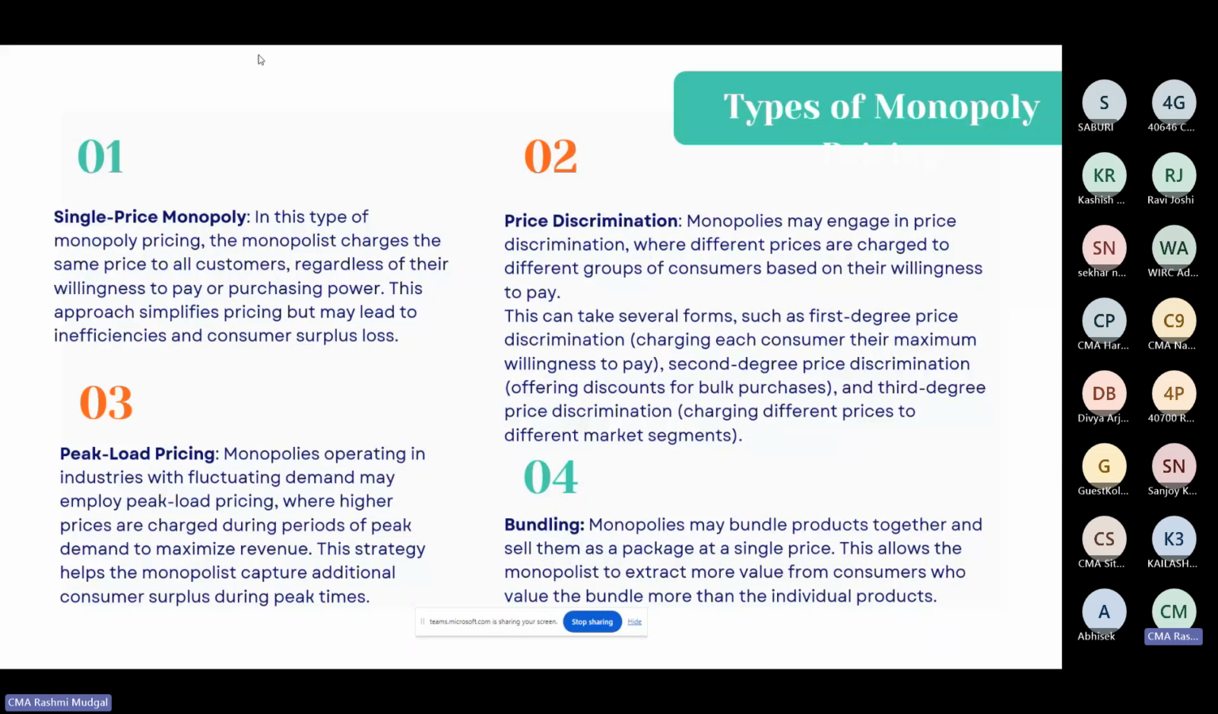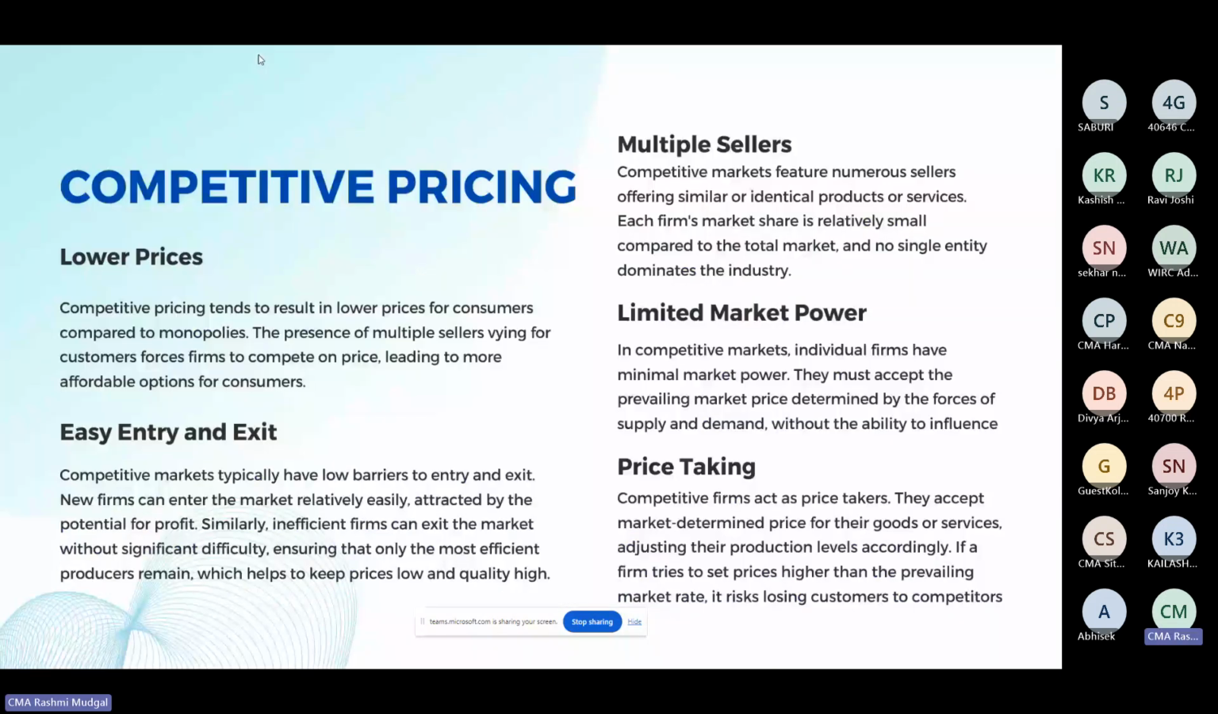Let's start with competitive pricing. What actually is competitive pricing? As I said, the market is competitive. There are so many sellers, and the prices are more customer oriented. They set the price where the customer is satisfied.